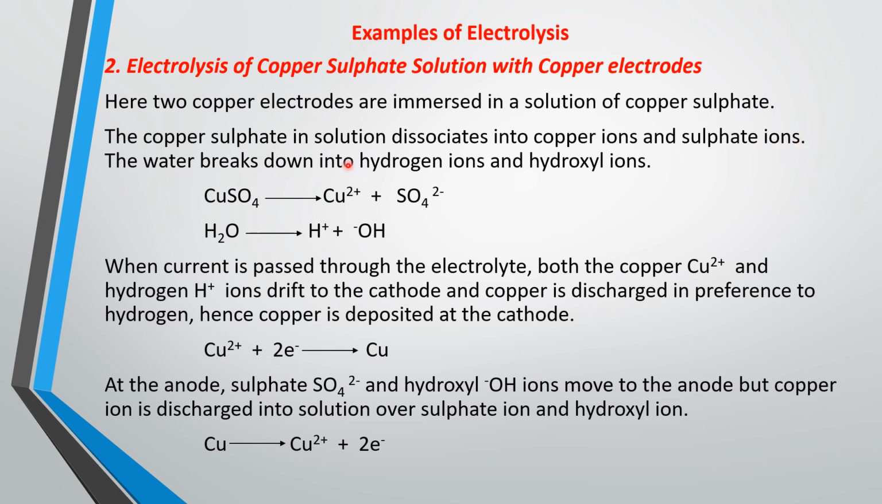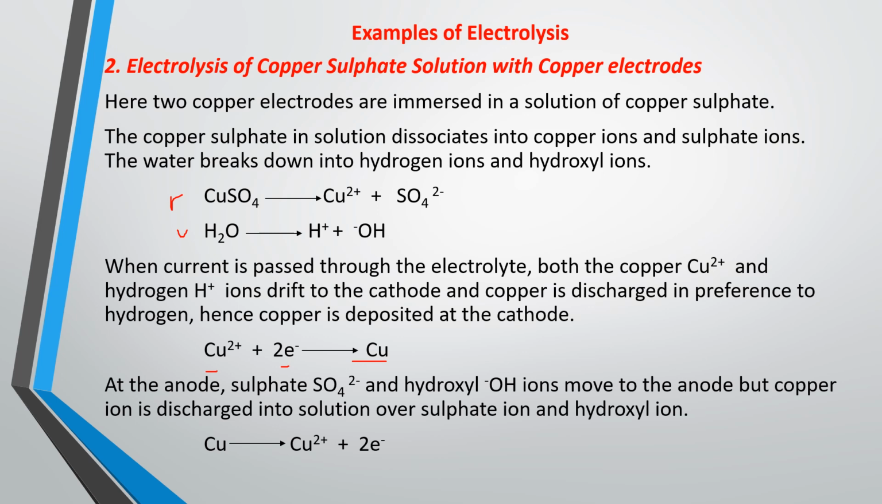Then the water breaks down into hydrogen ions and hydroxy ions according to these two equations that are stated here. But when current passes through the electrolyte, both the copper and the hydrogen ions will move to the cathode. Now at the cathode, copper is discharged in preference to hydrogen, hence copper is deposited at the cathode, and this is the equation that represents it.